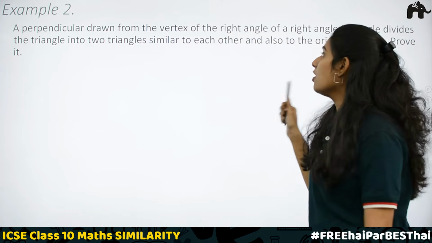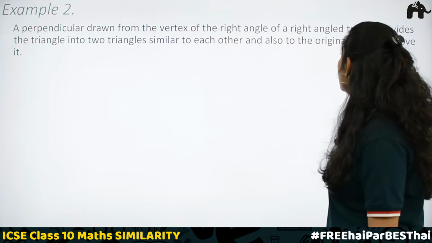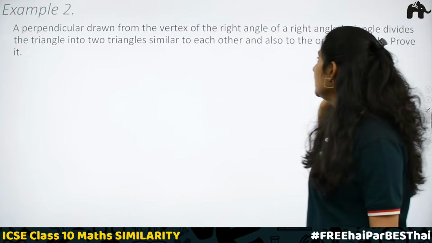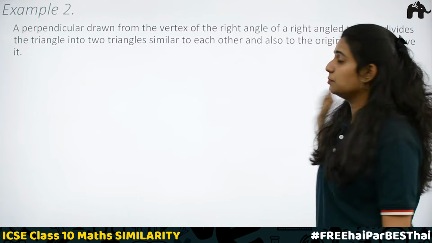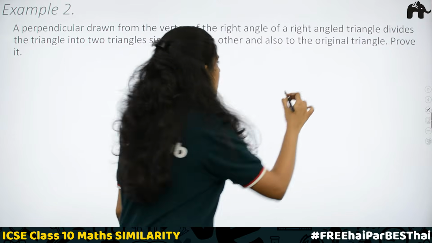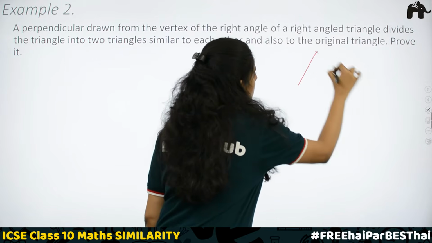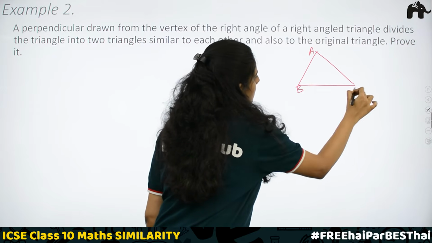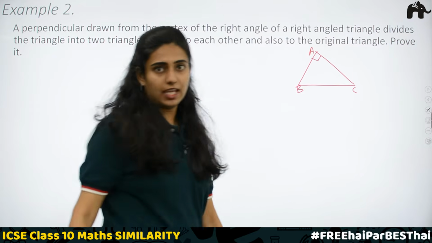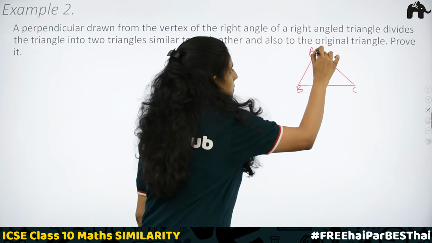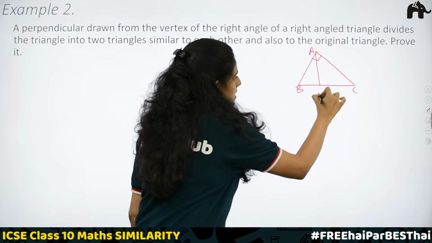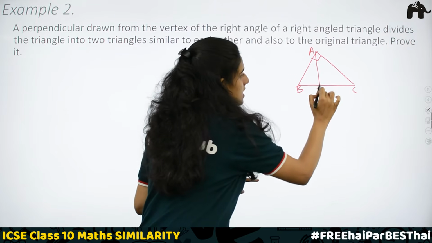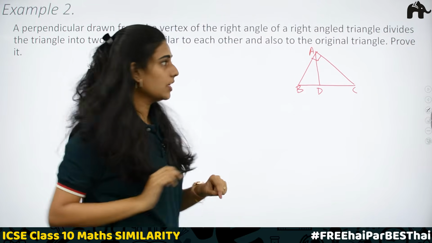A perpendicular drawn from the vertex of a right angle triangle divides the triangle into 2 triangles similar to each other and also to the original triangle. Prove it. Okay. Let's consider a right angle triangle. So this is a right angle triangle with right angle at A. Now I am drawing a perpendicular AD starting from this right angle A to the hypotenuse BC at point D.